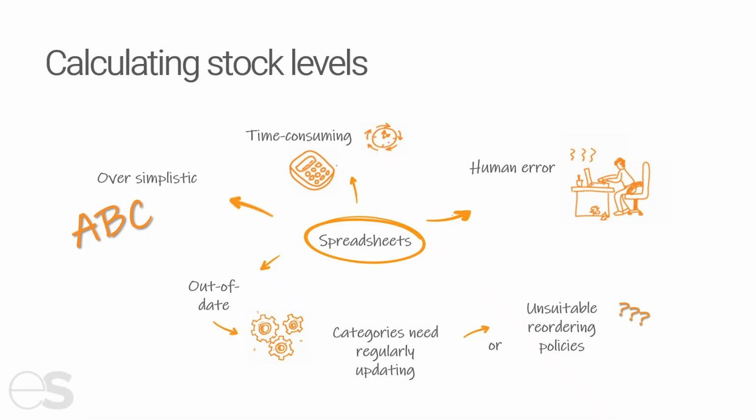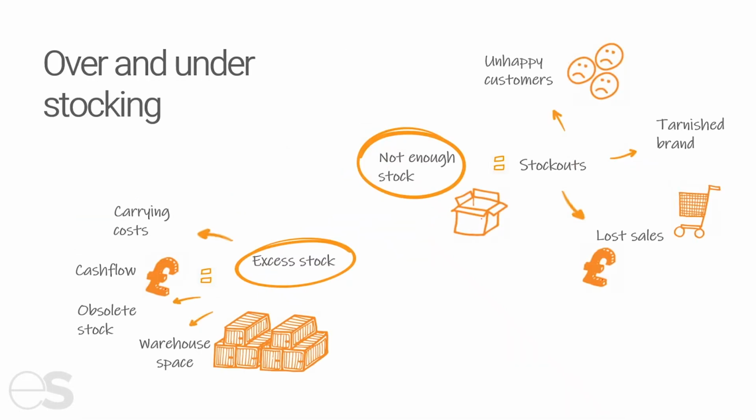The point is, though, that this is all manual. And any manual form of stock classification is going to be time consuming. The data is also going to become quickly out of date unless you keep updating the categories. And if you don't do this, then very soon you're going to find that your reordering policies are going to be out of date too, and you're going to be ordering the wrong amounts of each stock item. And what happens then? This is going to lead to overstocking and understocking and all the issues that we looked at previously.